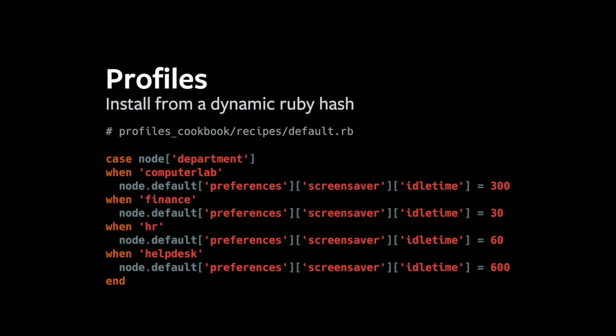So in this case, you can see we are scoping to the department of the node. So we have computer lab, finance, HR, help desk. Each one has their own setting. I'm changing it in one place, just that setting, not the profile. I don't have to have 4 copies of the profile. I have 4 copies of the setting, and that's it. So it's the least amount of work to get the same result.